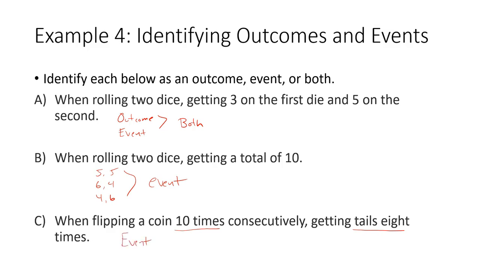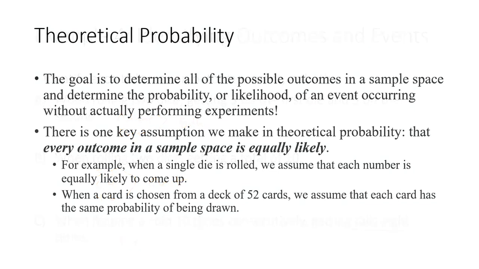When we discuss probability, there are 2 ways we can look at it. The first is what's known as theoretical probability, which is predicting what's going to happen before we've done any type of experiment.